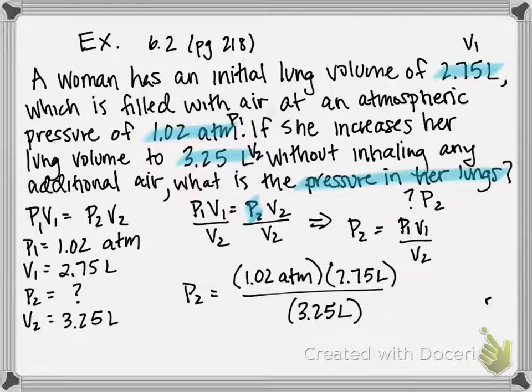Remember that we have to account for units canceling, so if you divide liters, they cancel. I'm left in units of atmospheres, which is a unit for pressure, which is good because that's what I'm solving for. So you multiply 1.02 times 2.75 and divide that by 3.25, and you should get that your second pressure is 0.863, and it is in units of atmospheres.